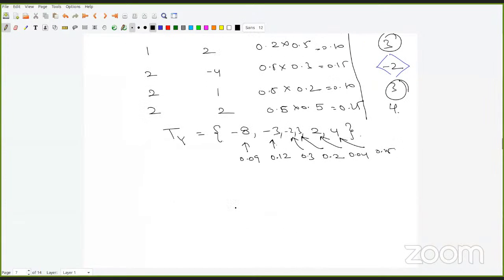So now this is the distribution of y, but it is given in another form, that's it. The other form is like we have given a table.